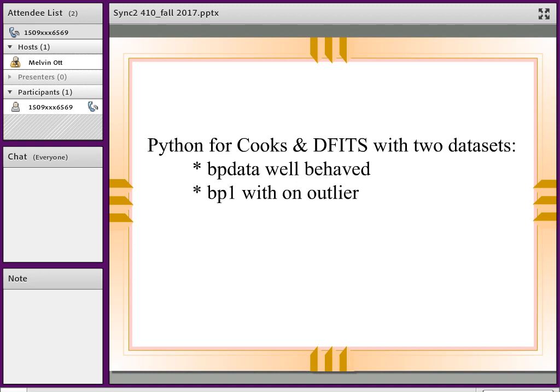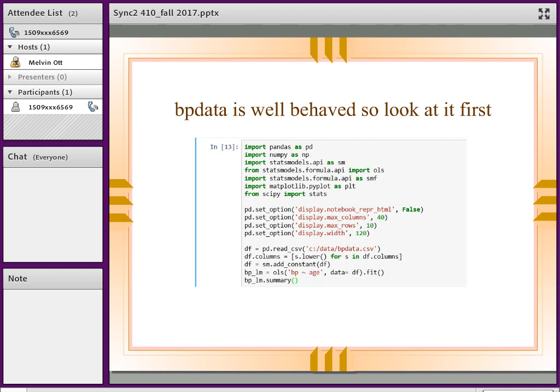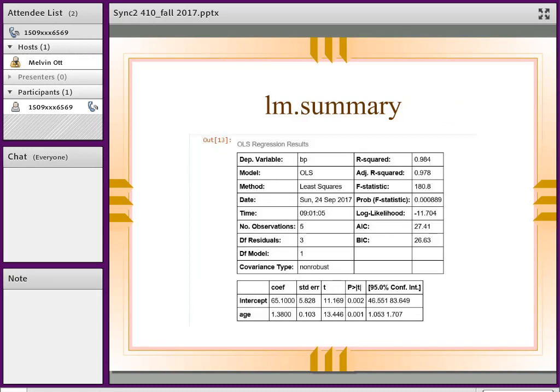Okay, I'm going to look at 2 different data sets. The BP data was the one that I just ran through that's very well behaved, but then I created another data set from that where I stuck in an outlier, and we'll see what happens when we have that outlier in there and how we can detect it. Here's my Python code to work with the original data that's nice and clean, so you can run that. And here's the result of that linear model. It's got that same intercept and age coefficient, so this is what you've all seen before, and it's got a nice R-squared value.